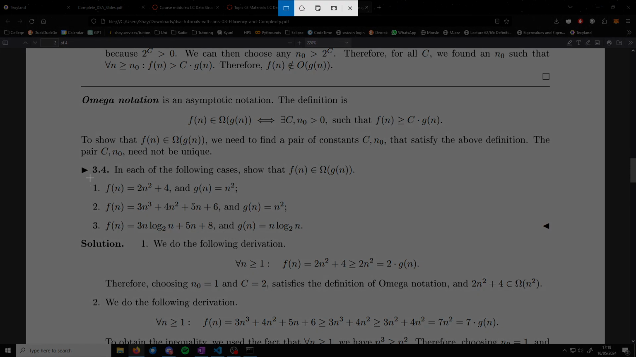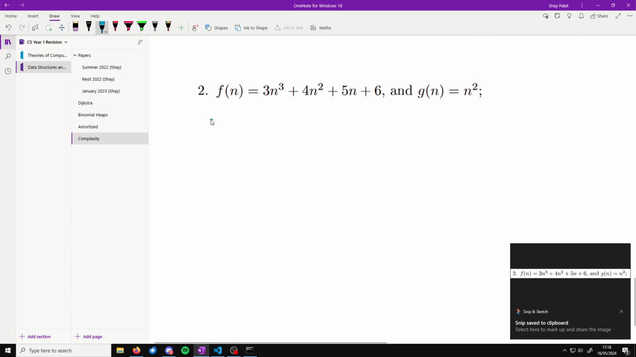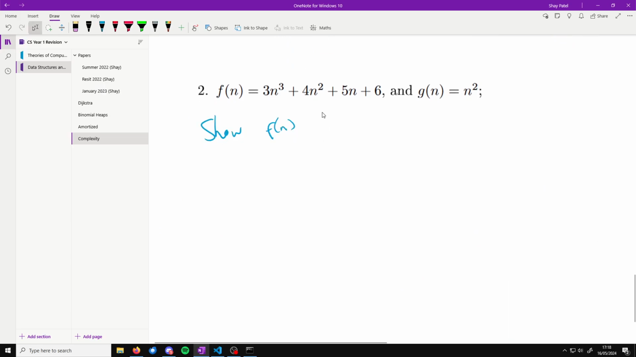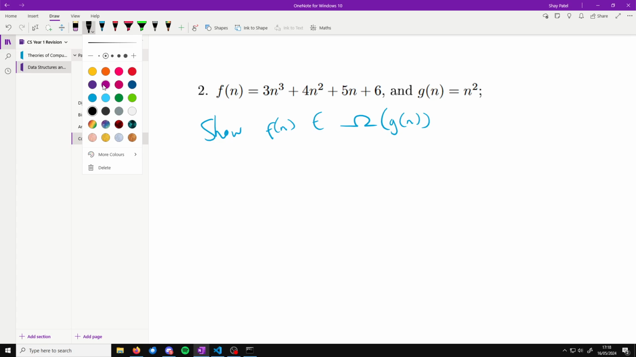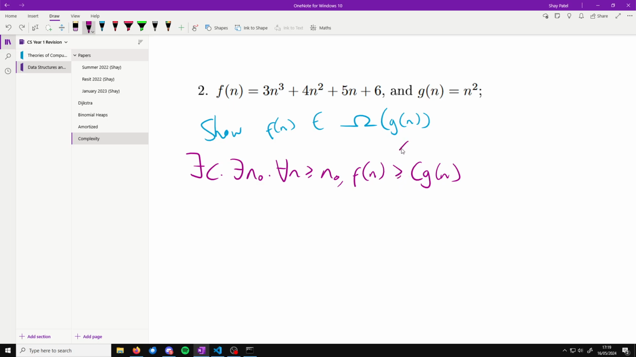So let's take a look at this question here. We want to show that f of n is in omega of g of n. Okay, how would we go about doing this? Can anyone explain? Does anyone want to talk me through it? So if we think back to our definition, there exists a c, and there exists some n0 such that for all values of n greater than or equal to n0, f of n has to be greater than or equal to c times g of n. So all we've done is we've flipped this inequality, so it's omega. Instead of being less than or equal to, it's more than or equal to. So we just have to find these constants that satisfy this.